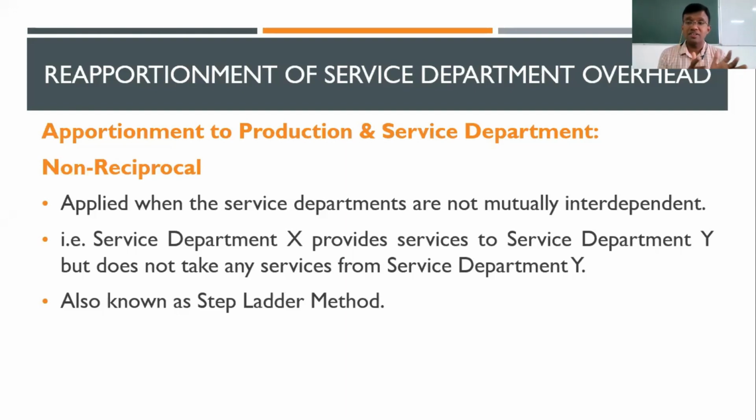The cafeteria is a service department. They would be providing food for both production as well as service departments. But the cafeteria will not take the services of the marketing department. They do not need the benefits of the marketing department. So this is the scenario where we would be applying non-reciprocal.